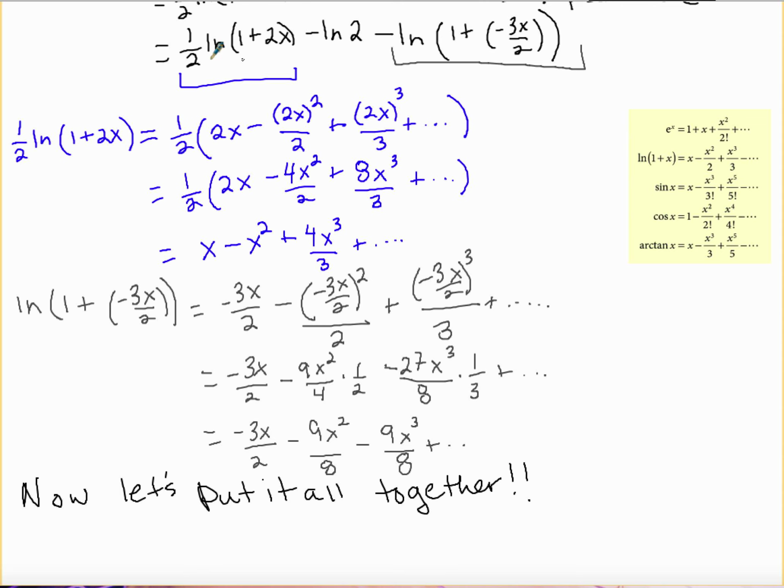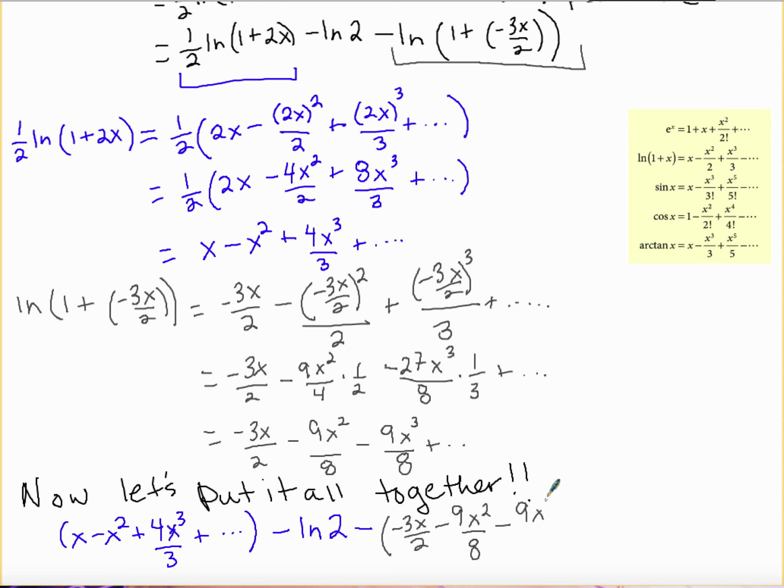So 1/2 times the ln of 1 plus 2x is this guy here. So we're going to write that first. I've got x minus x squared plus 4x cubed divided by 3 plus dot, dot, dot minus ln 2 minus, and let's use our gray since we used gray for this guy. This series, the natural log of 1 plus negative 3x divided by 2, was really negative 3x divided by 2 minus 9x squared divided by 8 and minus 9x cubed divided by 8 plus dot dot dot the whole rest.